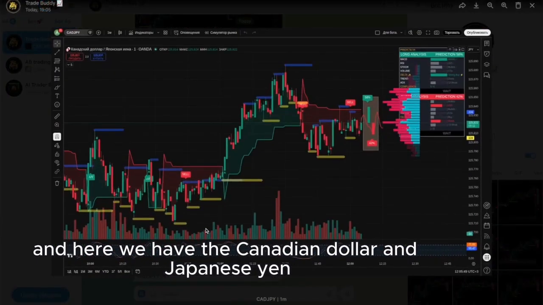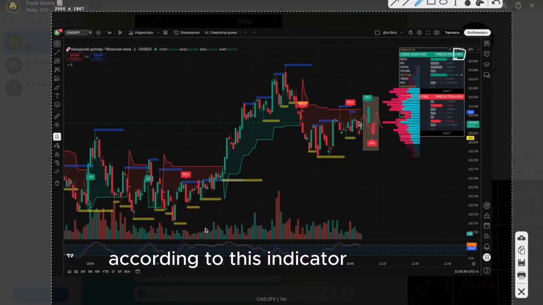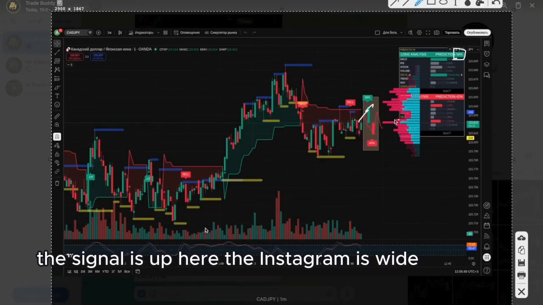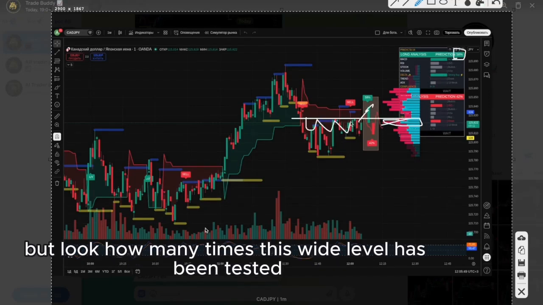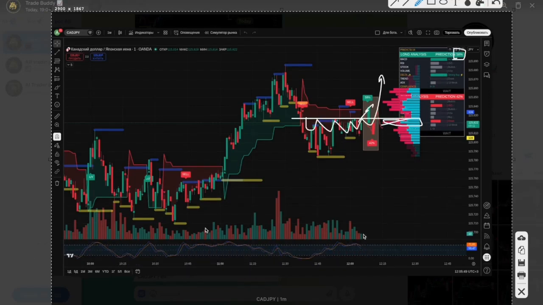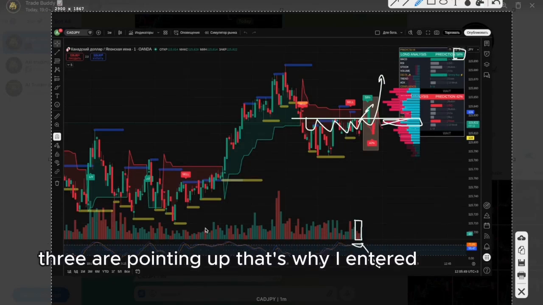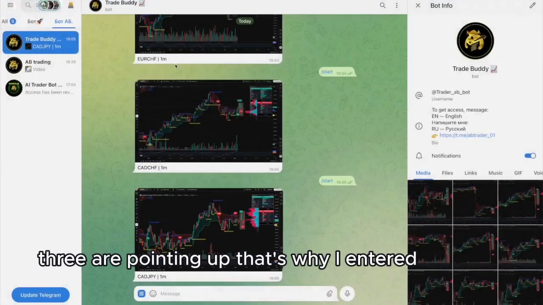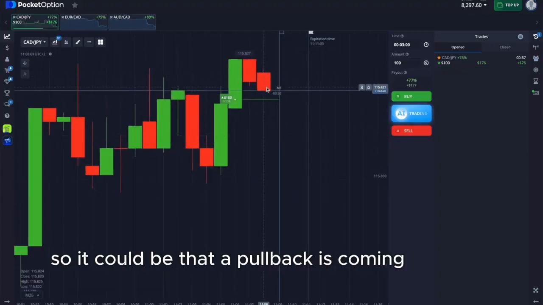And here we have the Canadian dollar and Japanese yen. According to this indicator, the signal is up. According to this indicator, the signal is up. Here the histogram is wide, very wide. There is a level, but look how many times this wide level has been tested. Here the signal is down. And here the signal is also down. But out of 5 indicators, 3 are pointing up. That's why I entered. Most are pointing up, so it could be that a pullback is coming now.